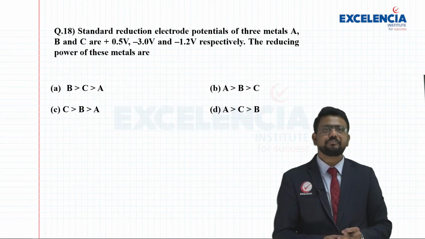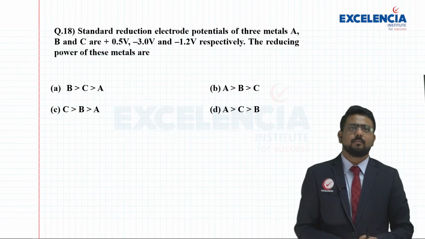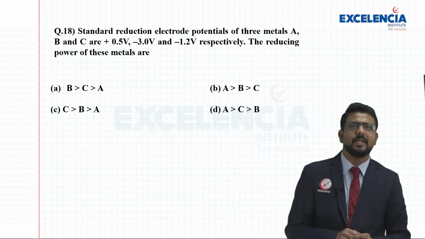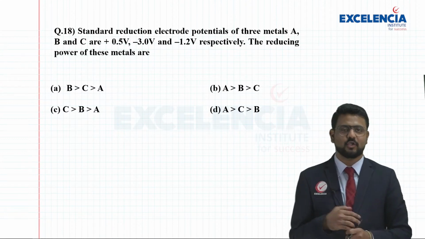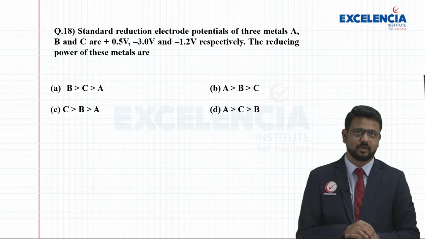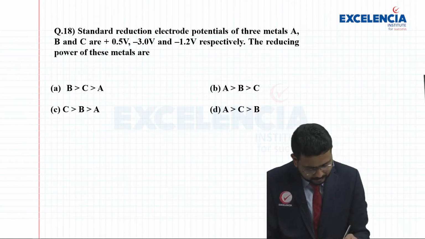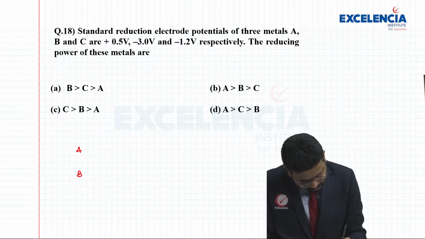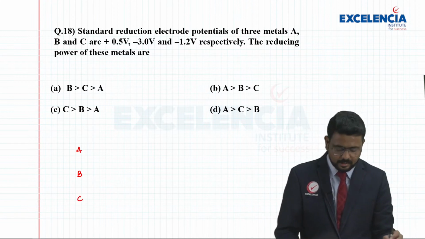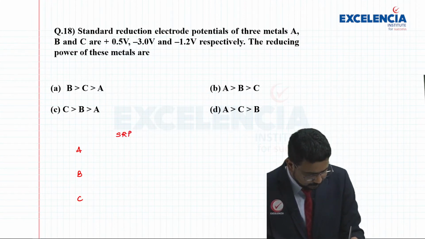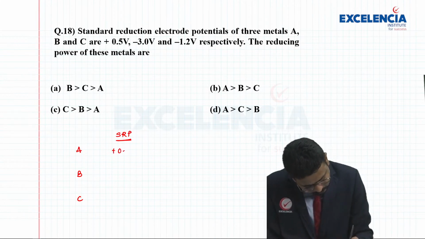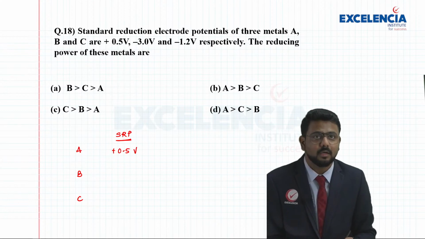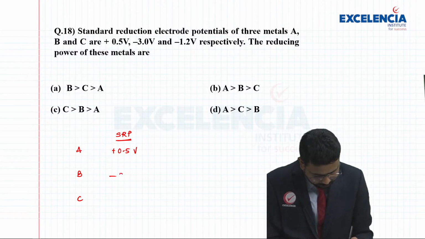The next question. The standard reduction potentials of the three metals A, B and C are given to you. The reducing power of these metals are. Now these questions they can ask you in your entrance level examinations, right? So you have been given metal A, metal B and metal C. Okay? And let us write their SRP values here. Standard reduction potentials. For A it is positive 0.5 volts. For B it is negative 3 volts and for C it is negative 1.2 volts.